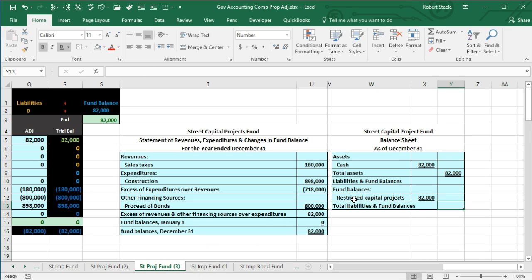And I'm going to put that to the outer side here and say that's going to be equal to the 82. So there we have that. We have, of course, the total assets equaling the total liabilities and fund balance. Balance sheet is in balance. That is our statement of revenues, expenditures, changes in fund balance, and the balance sheet for the project's fund.